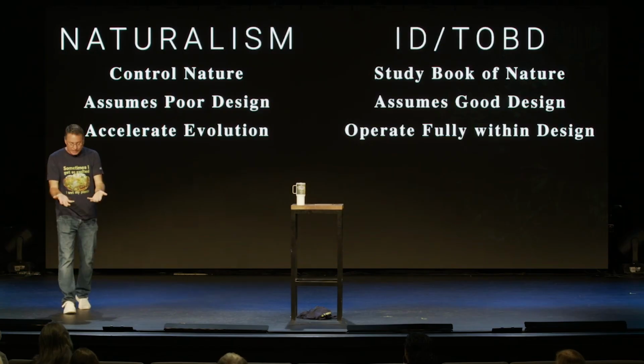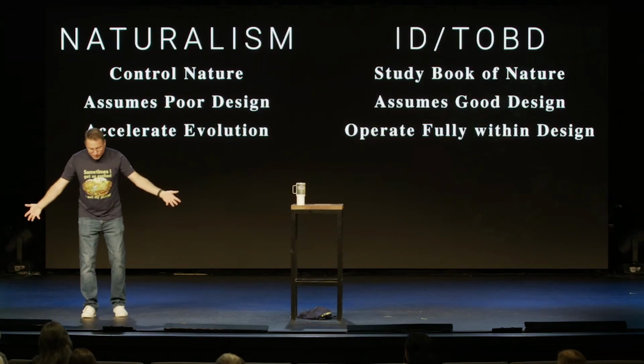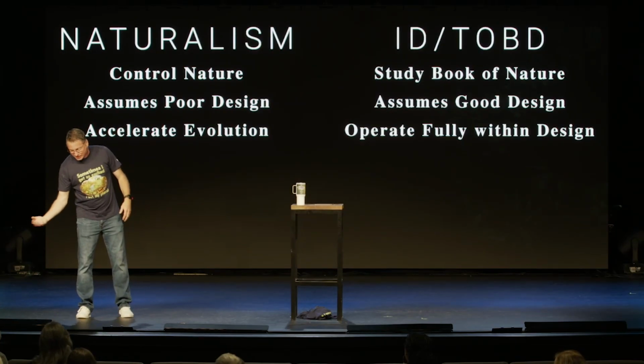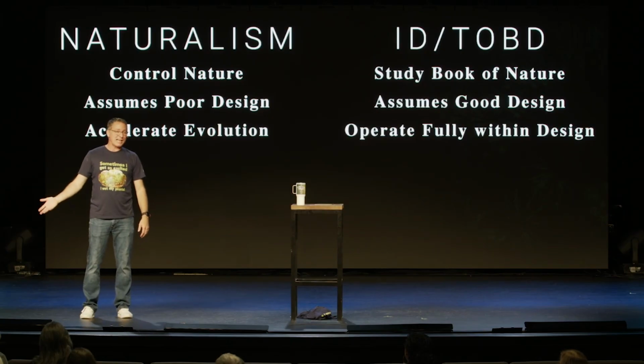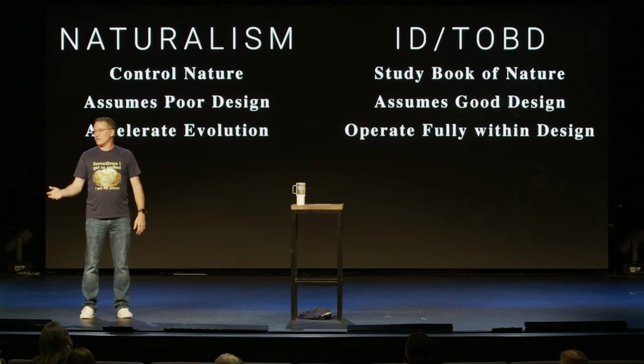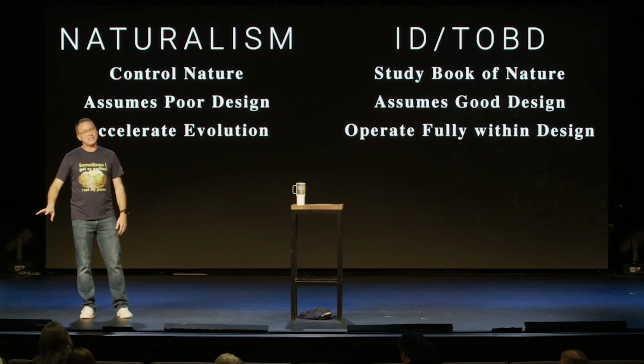Why does this matter when it comes to science? If I think that all of this is accidental and happenstance and I see something that doesn't make sense, I'm like, well, clearly that's just an accident of the evolutionary process. It doesn't make sense to pay attention to it.